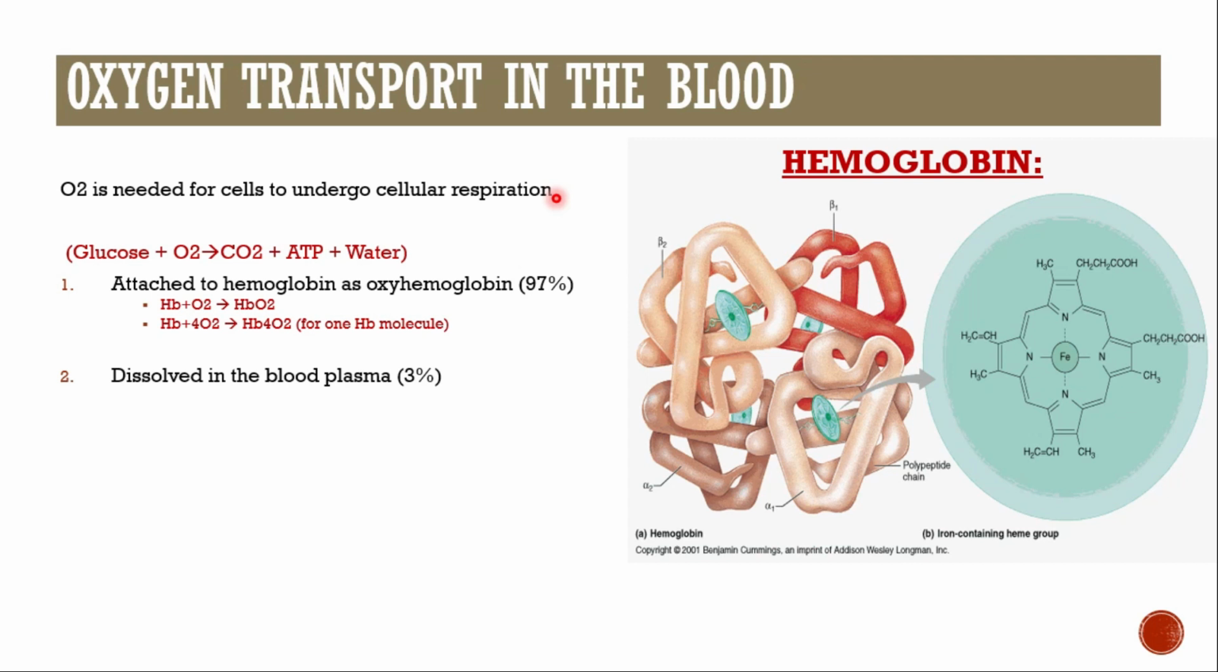Now comes how oxygen is transported in the blood. Oxygen is needed for body cells and tissues to undergo cellular respiration. Glucose in the presence of oxygen makes energy, that is the ATP molecule. We know that ATP is an energy molecule, and the process also produces water and some carbon dioxide. This carbon dioxide is then exhaled out.